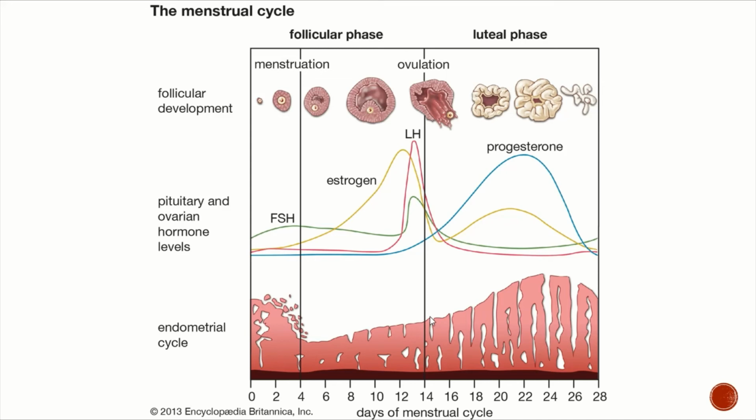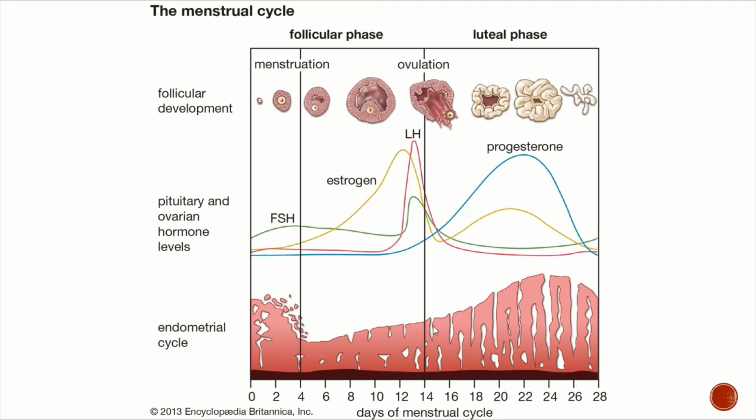Around day 14, we have a peak of luteinizing hormone, or LH, that releases the ovule, and that's ready to be inseminated. Then what is left of the follicle is called the corpus luteum, and what the corpus luteum does is produce progesterone.